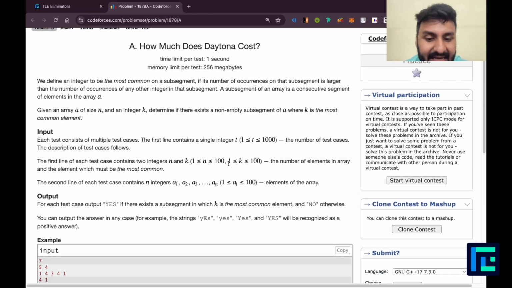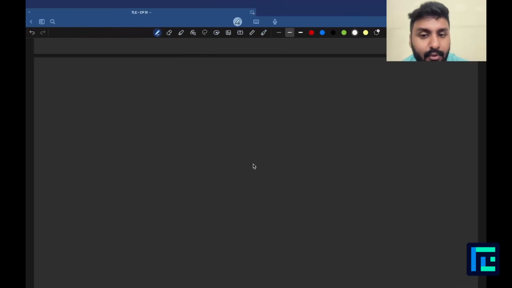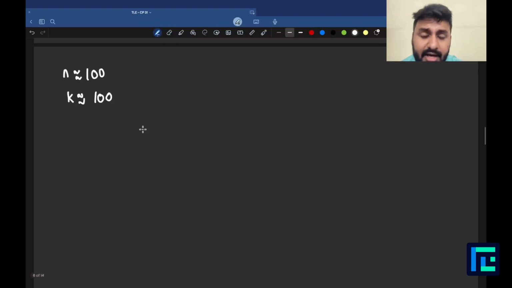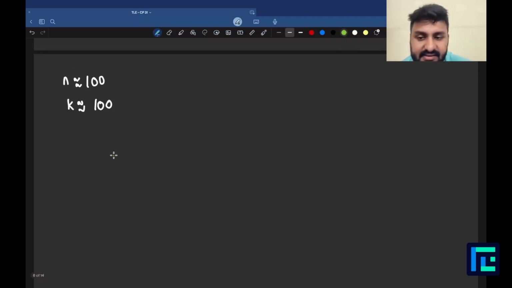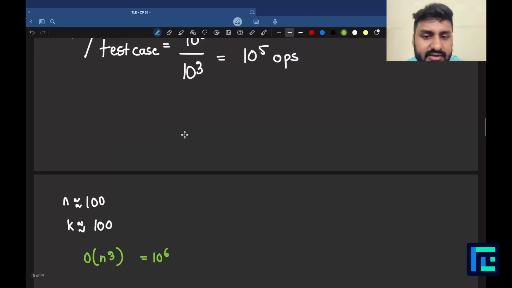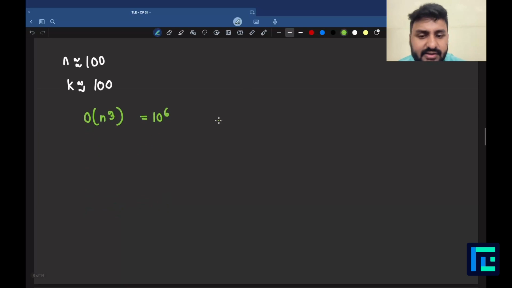If I look at N and K here, both are given in the 100 order. Just for simplicity, let's assume that your time complexity depends on N. So the question is, can you create a complexity like O of N cube? No. Why? Because if N is 100, then N cube is 10 power 6, and this definitely crosses my boundary. So this is not feasible.